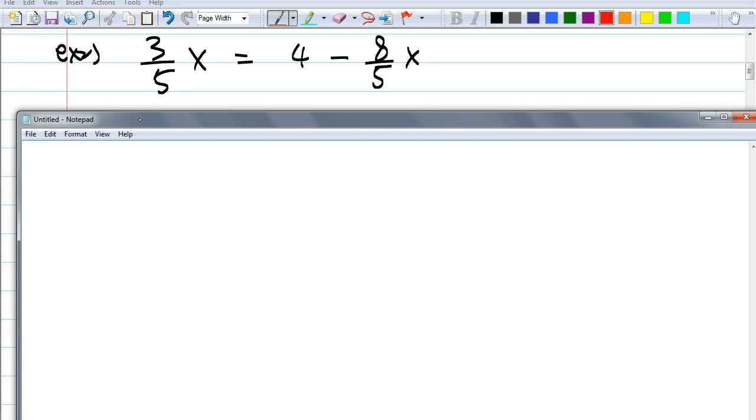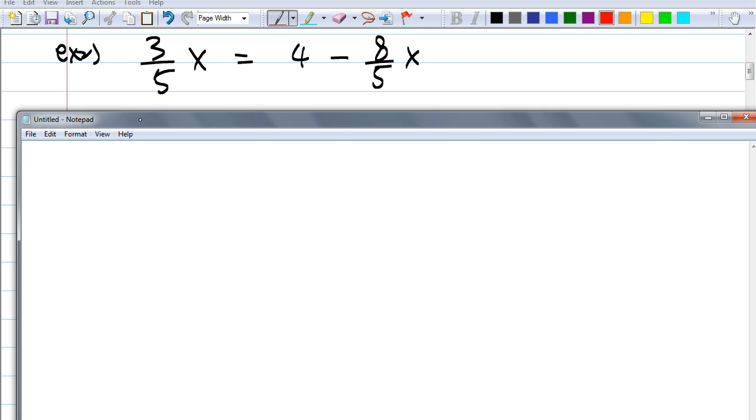By the way, which one of these terms should we get rid of? 3 over 5x or negative 8 over 5x? How about Chuck? Negative 8 over 5x. Yeah, why? Because it has 4 on the side. Because you don't want 0 on the other side. Well, yeah, you could actually get rid of 3 over 5x. That's fine. You're right. And then you get 0.